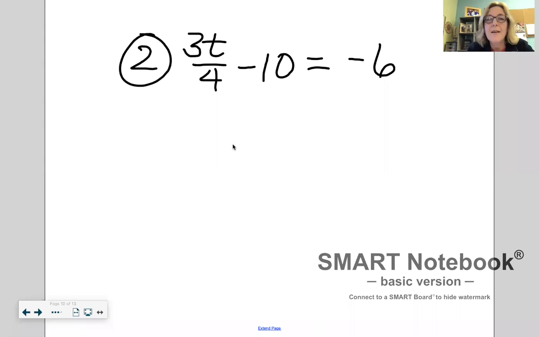All right. We have 3t divided by 4 minus 10 equals -6. Now this 3t divided by 4 could also be thought of as 3/4 t. And if it makes it easier to think of it that way, you should do that. Give that one a try.